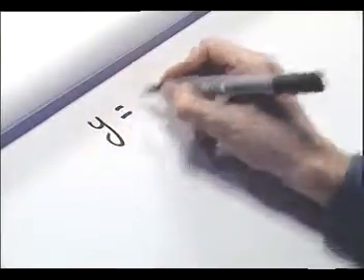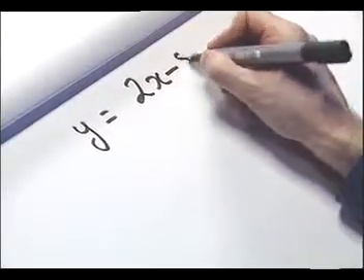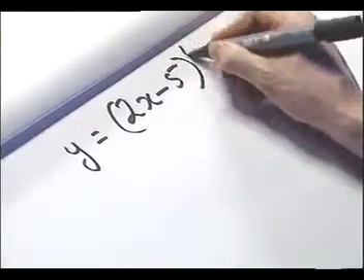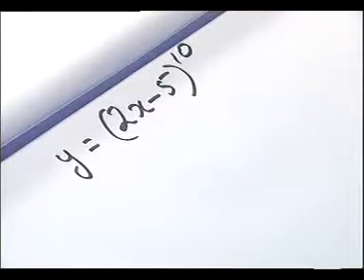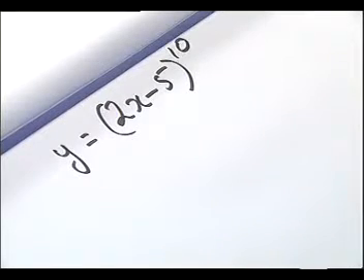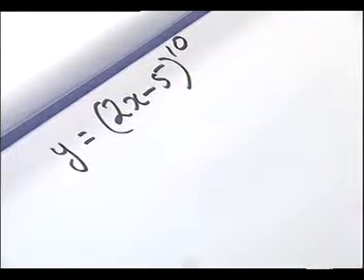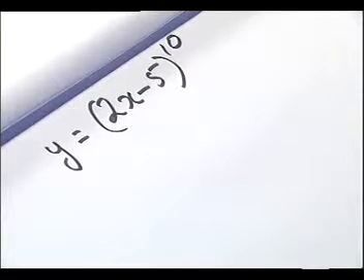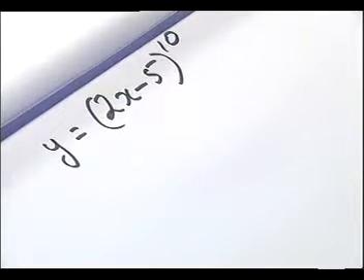Let's take another example. y equals (2x minus 5) all raised to the power 10. Now, it might be tempting to say, well, surely we could just multiply out the brackets. But this is to the power 10. To multiply out those brackets would take us ages, and there's all those mistakes that could be made in doing it. Plus, when we differentiated it, we may not have the best form for future work. So, let's use function of a function.